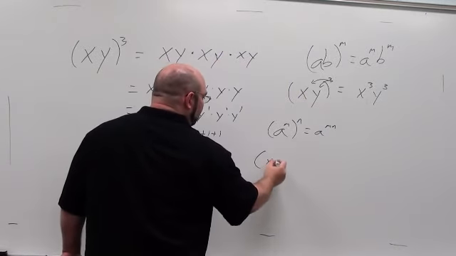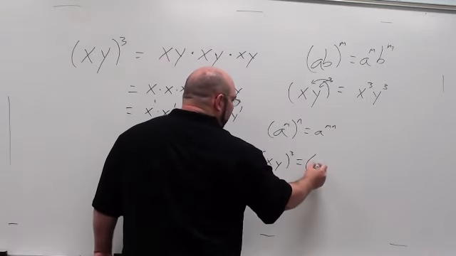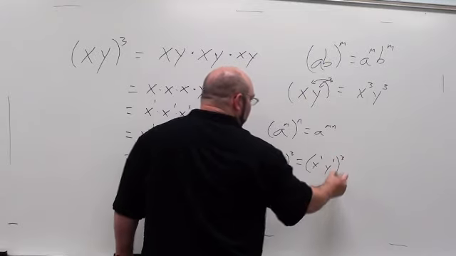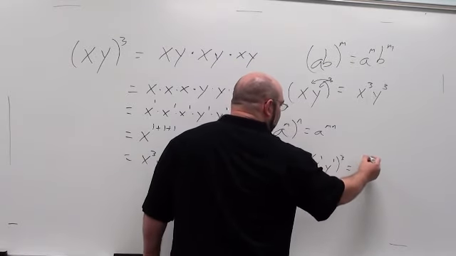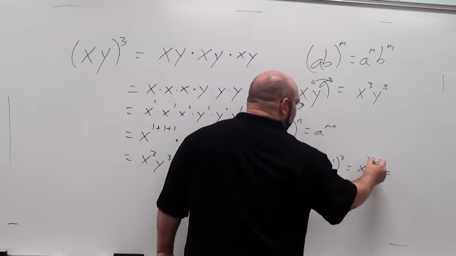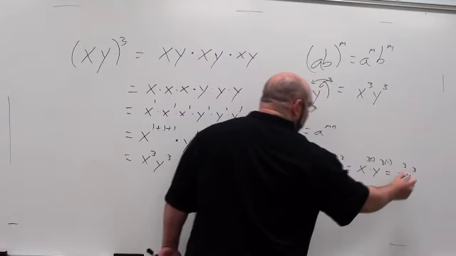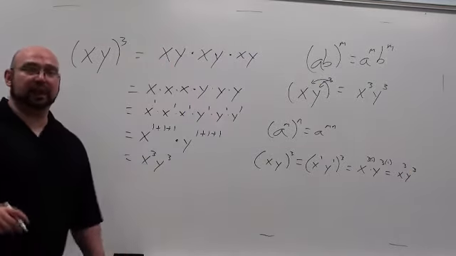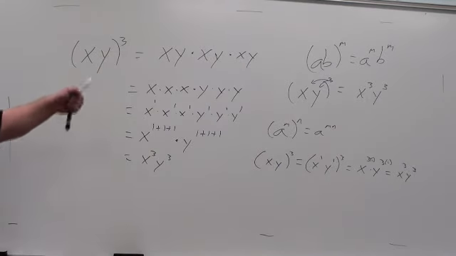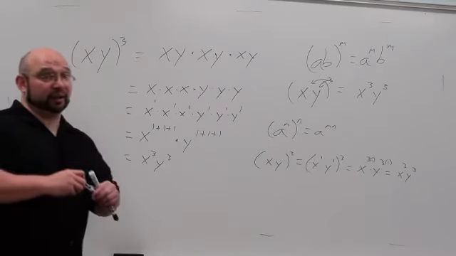Well, notice xy to the 3 is equal to x to the 1, y to the 1, all to the 3, which would be x to the 3 times y to the 3. Here's our 1s. So x cubed, y cubed. So either way you like it, essentially all we're going to do is distribute that exponent to each of our bases. Alright? Okay, let's move on.